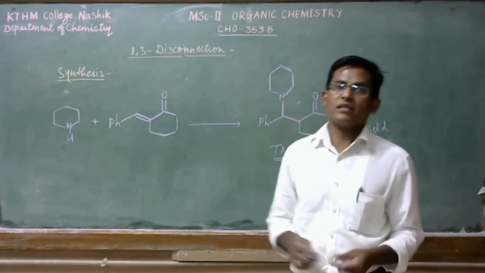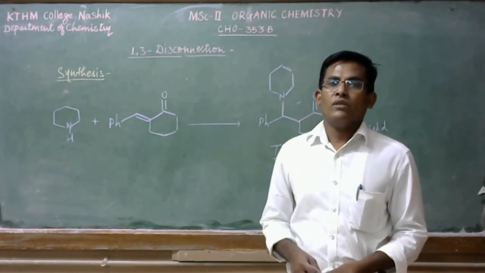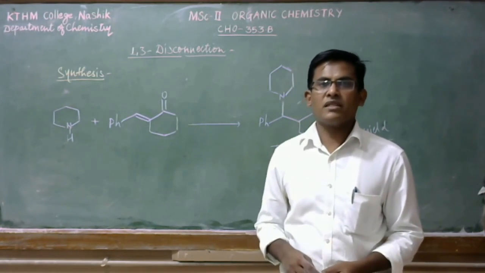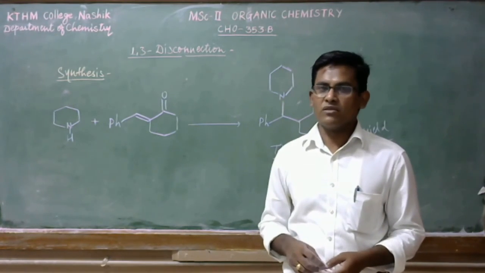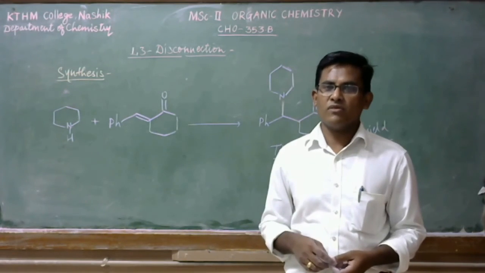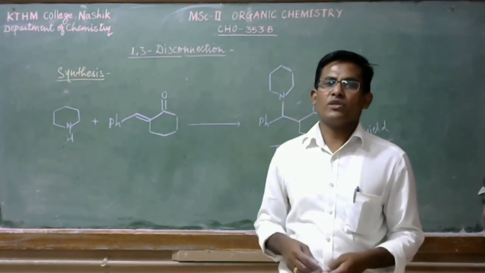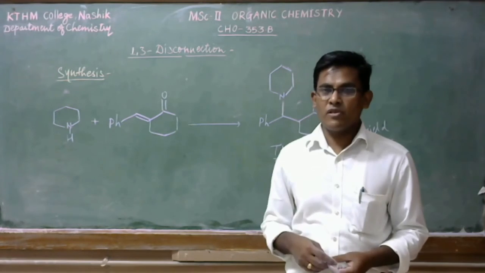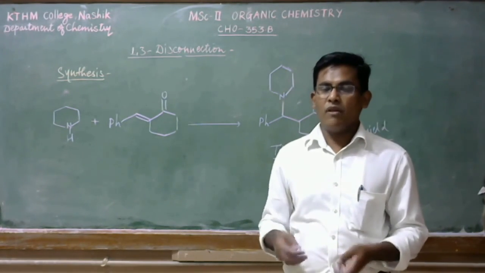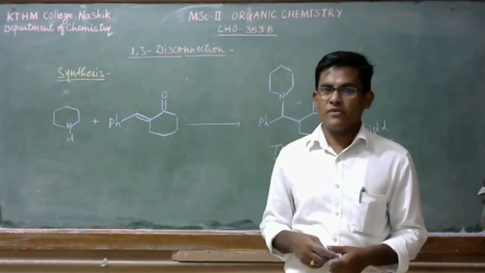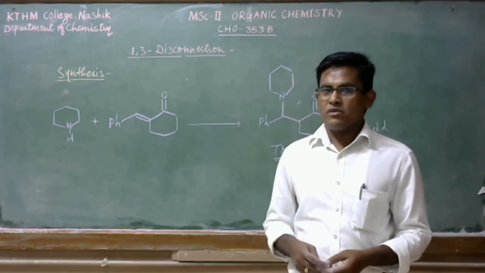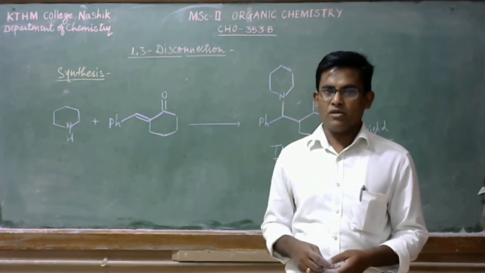Okay, so 1,3 disconnection is nothing but a two-group disconnection. Two-group disconnections reduce the complexity of target molecules and are more efficient than one-group disconnections. Therefore we should always be on the lookout for them. That means we should look at using them in our disconnections. Okay, so this is all about today's topic.